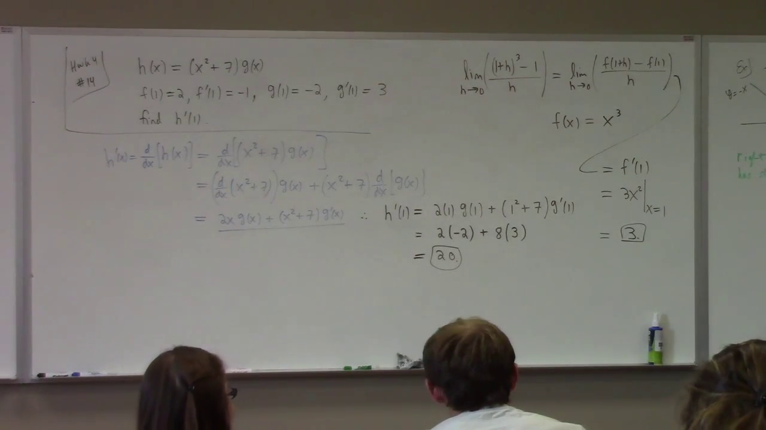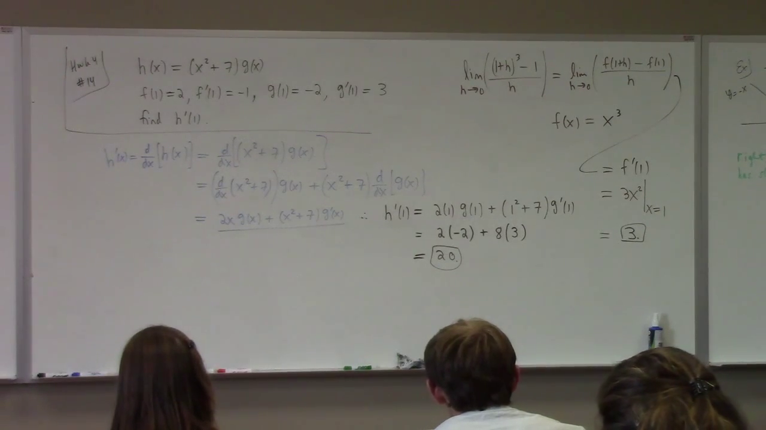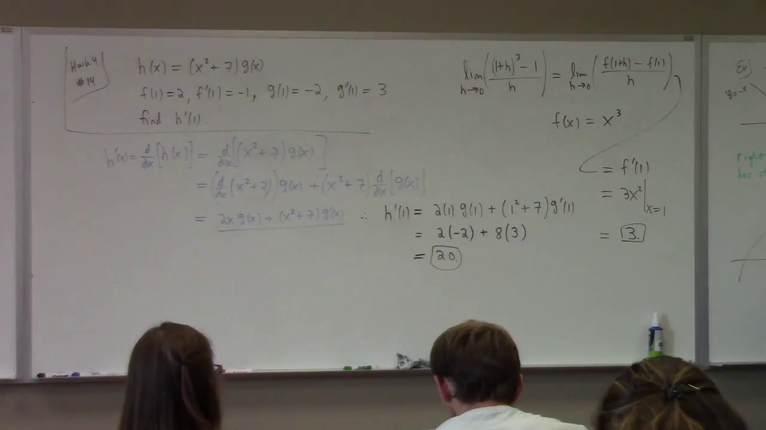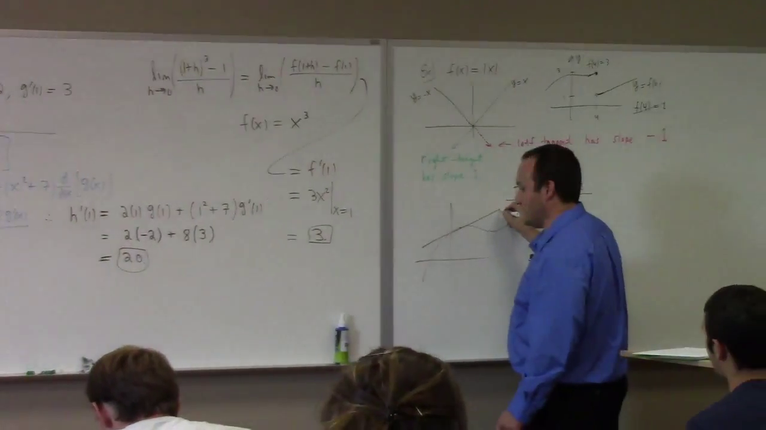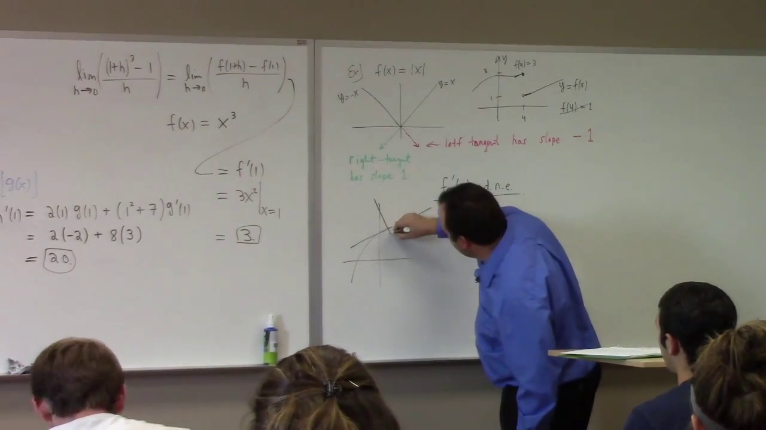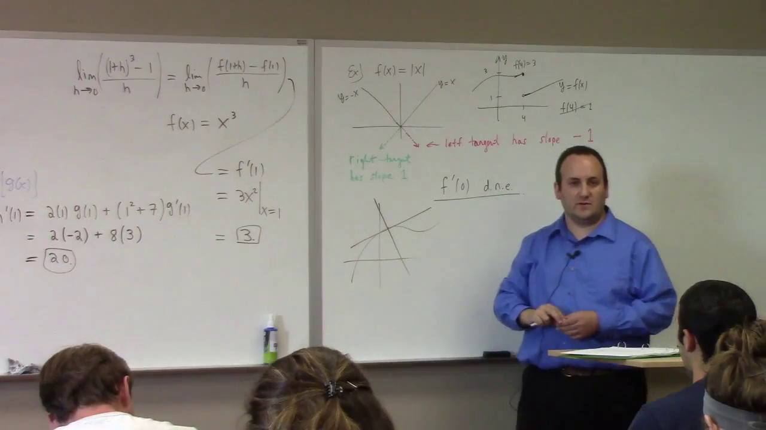For number 8, when it says the tangent line and then it asks for the normal line, what is it? Oh, great. The normal line: if this is my function, and this is the tangent line like so, the normal line is like this. It's just perpendicular. It has the negative reciprocal of the slope of the tangent line.